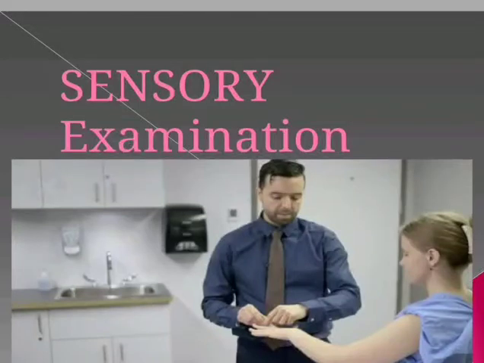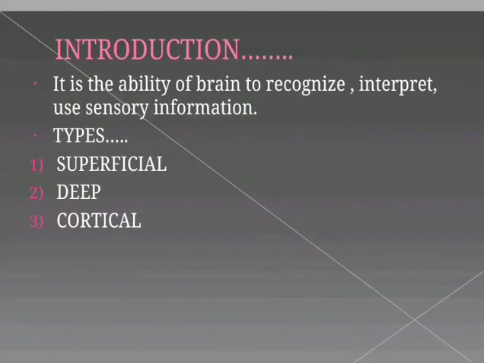So today we're going to discuss sensory examination. First, to know what sensation is: it is the ability of the brain to recognize, interpret and use sensory information. So what are the types of sensation? The first is superficial, the second is deep, and the third is cortical sensation.